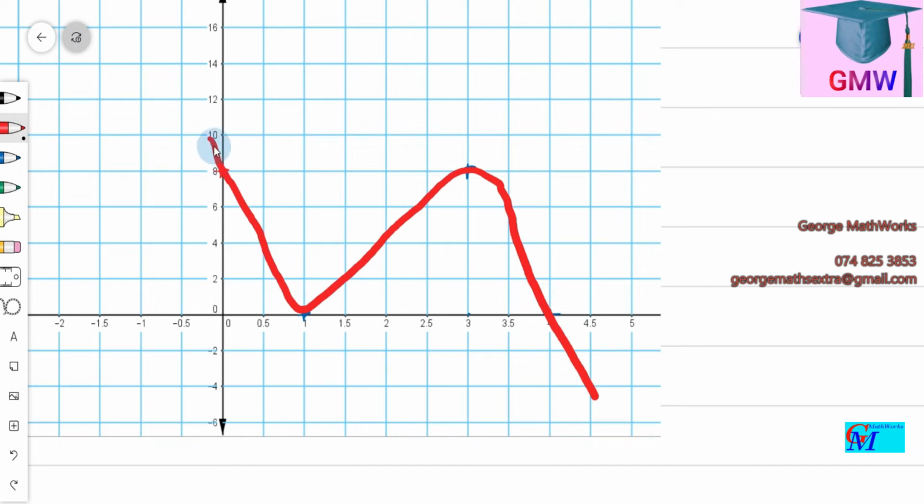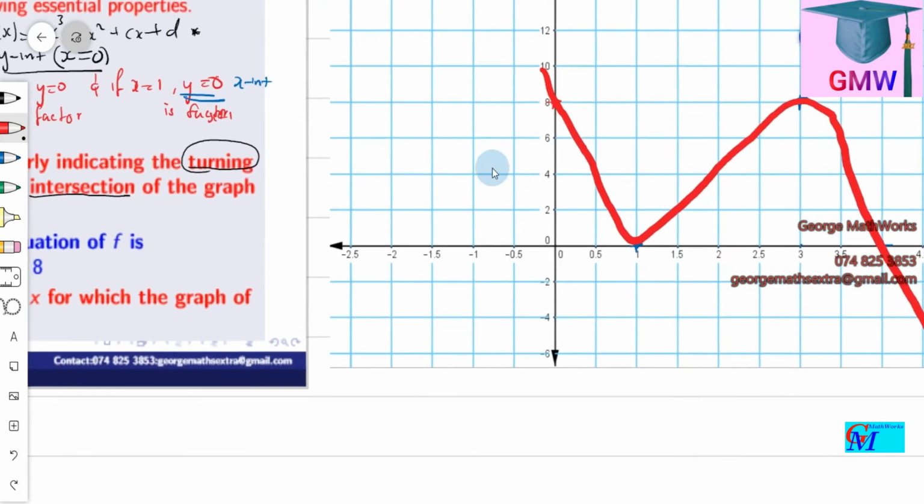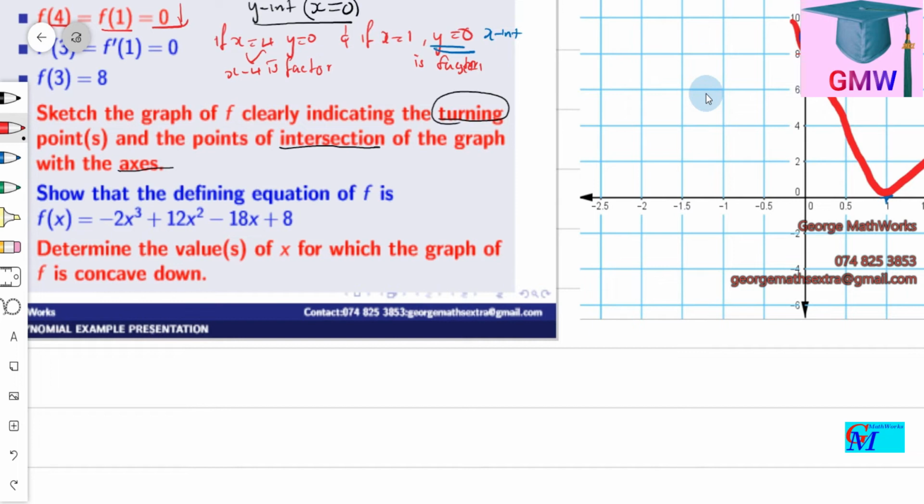The graph is cutting the y-axis at 8. It turns at 1. It has a turning point, and it also has a turning point when x is 3 and y is equal to 8. And it also cuts the x-axis when x is equal to 4. So this question is answered. Now we move to the next one. The graph is set. We move to the next one.